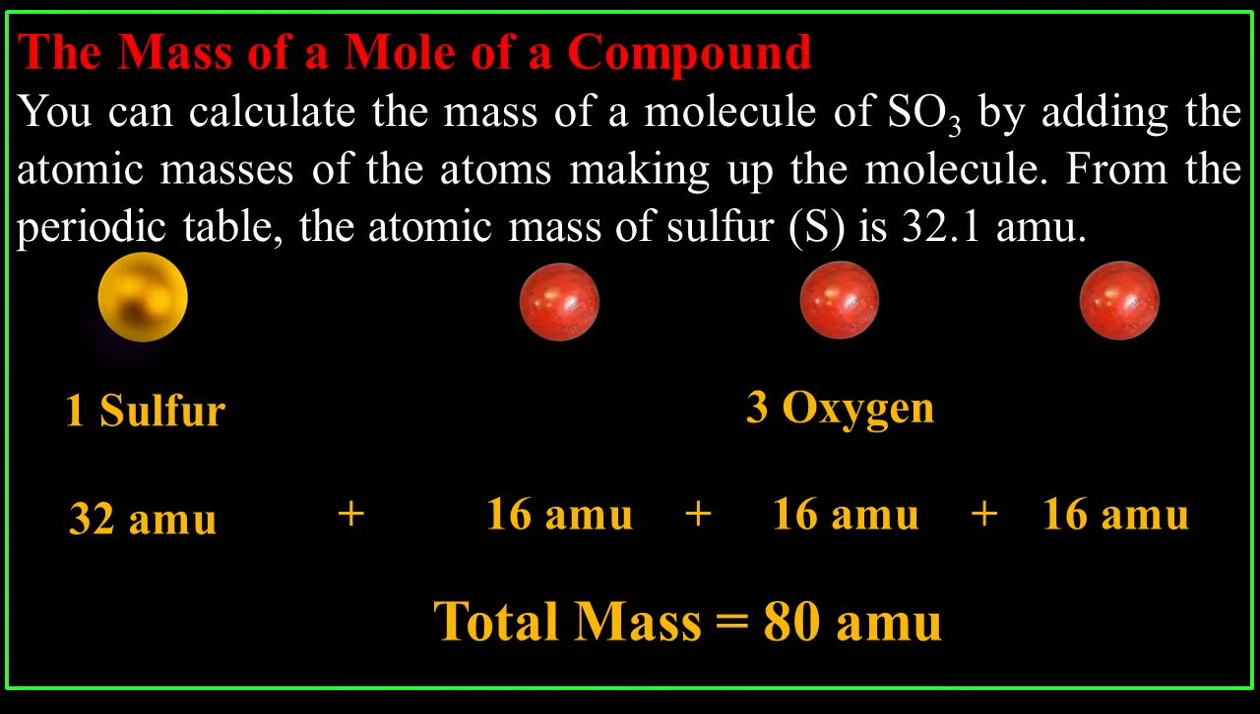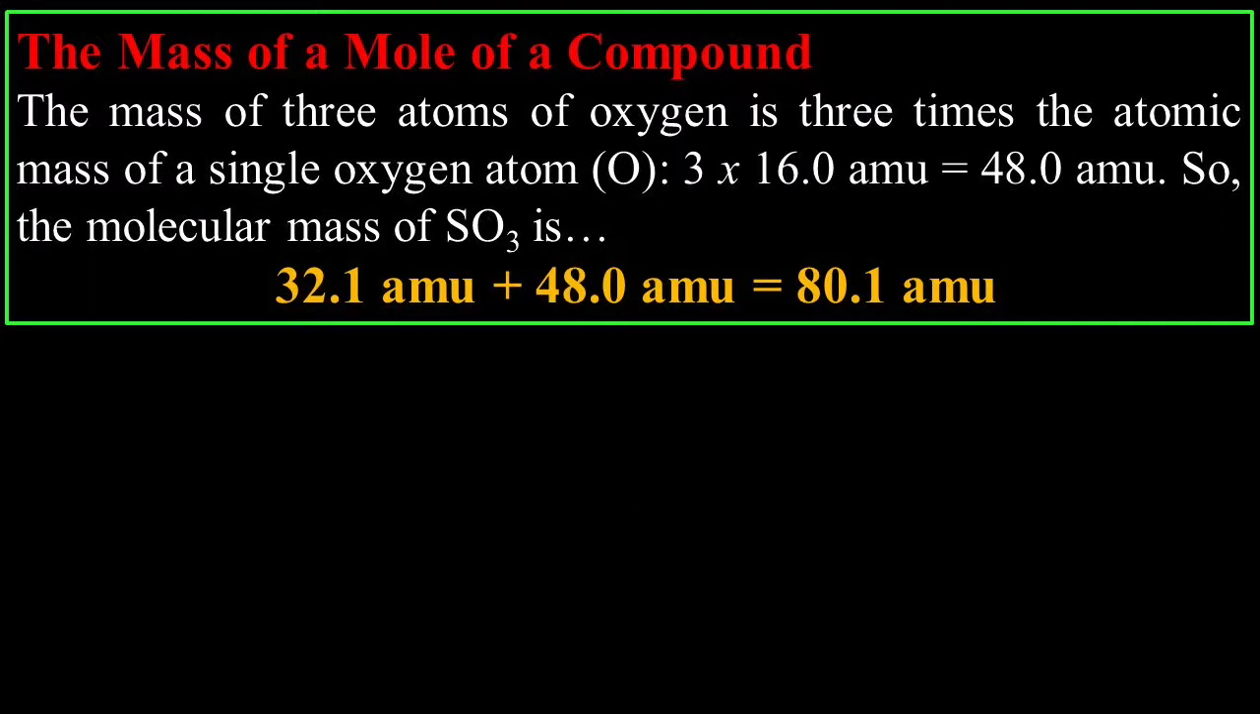You can calculate the mass of a molecule of sulfur trioxide by adding the atomic masses of the atoms making up the molecule. From the periodic table, the atomic mass of sulfur is 32 AMUs. The mass of 3 atoms of oxygen is 3 times the atomic mass of a single oxygen atom. 3 times 16 is 48. So the molecular mass of SO3 is 32 plus 48 equals 80 AMUs. 80.1, I would say 80.